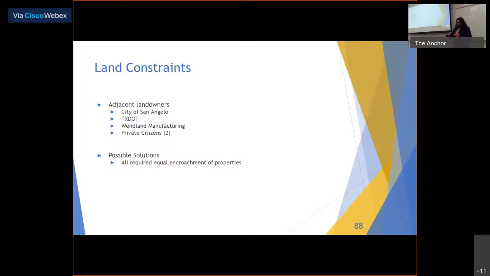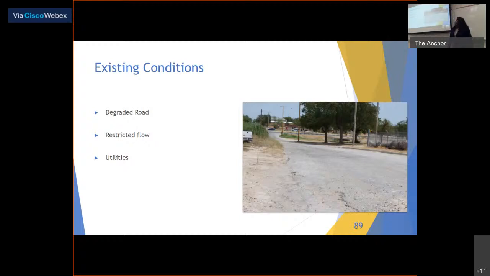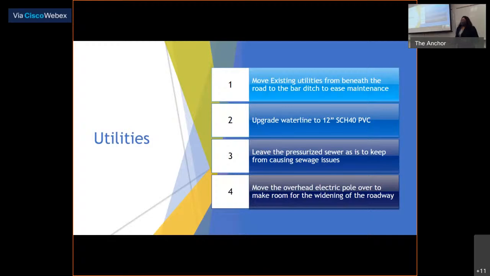So our existing conditions of the road, we have the degradation of the road that was discussed. We also have the restricted flow toward Highway 87, where that low area is, and also the utilities, as I'll be discussing. Our utilities, as proposed by our client, he proposed to us that we should probably move them from the middle of the road to the side of the road. So we took this into consideration in our design. We're also going to upgrade the water line to a bigger diameter than what is there. And we are also going to leave the sewer pressurized so that we wouldn't have any issues later on.